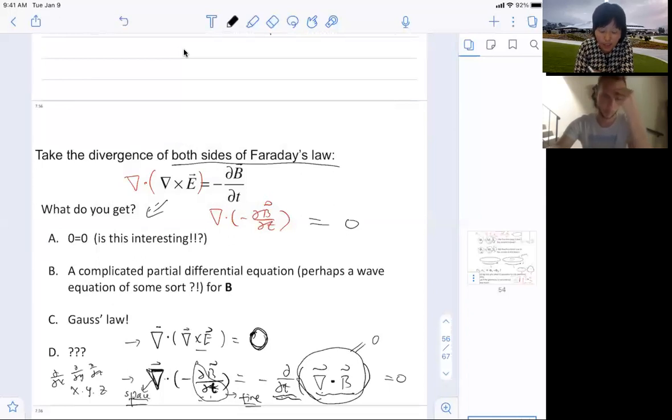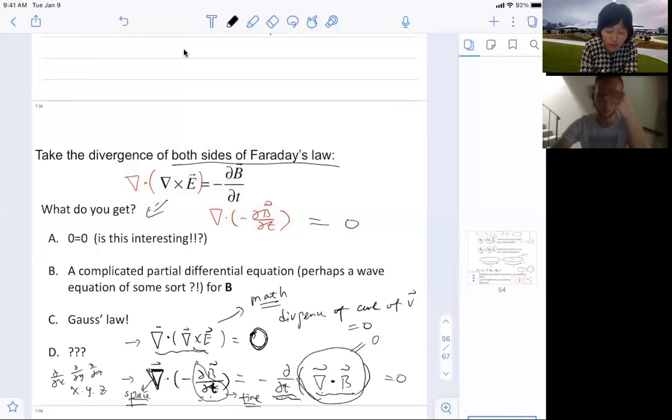And we know this because of some math, right? We know the divergence of a curl is always zero. This is from our math. The divergence of a curl of some field vector is always zero. Always. So we get zero equals zero always. That's interesting, but also expected. Otherwise, Faraday's law will break.